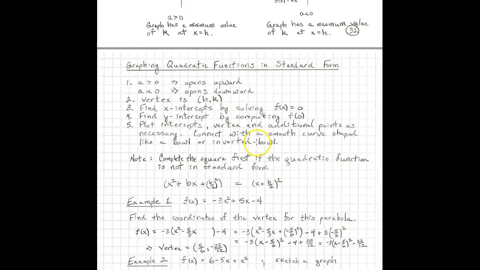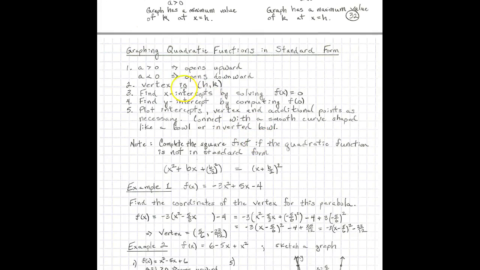Okay? So when you graph quadratic functions, you want to determine whether they open upward or downward based on whether the leading coefficient is positive or negative, and what the vertex is. Then you can find x-intercepts by solving for the roots, f of x equals 0. You can find the y-intercept by computing f of 0. And you can plot the intercepts, the vertex, and additional points as necessary, but you can always use symmetry too, because quadratic functions are always symmetric with respect to the axis of symmetry, of course.